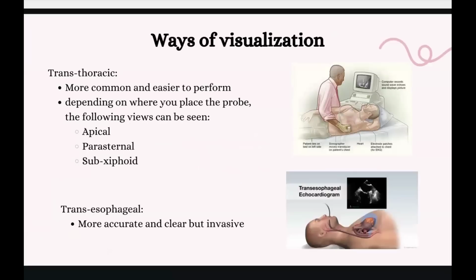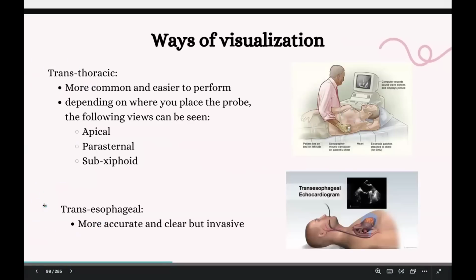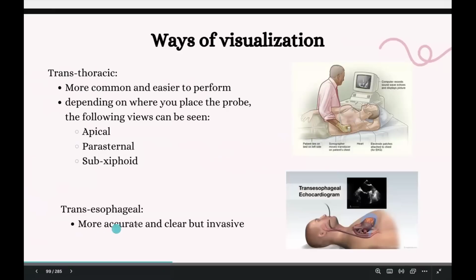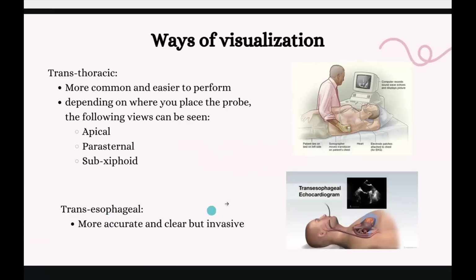When we use an echocardiograph, we're either using a transthoracic approach or a transesophageal approach, and this depends on where you put the probe. In a transthoracic approach, as the name suggests, it's over the thorax. You can put it at the apex or below the xiphoid, depending on which view of the heart you want to see. The transthoracic is most common and easiest to do because it's not invasive, as we'll see with the transesophageal, where you're literally going through the esophagus.